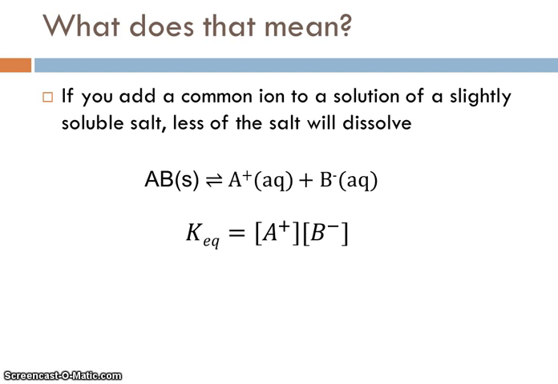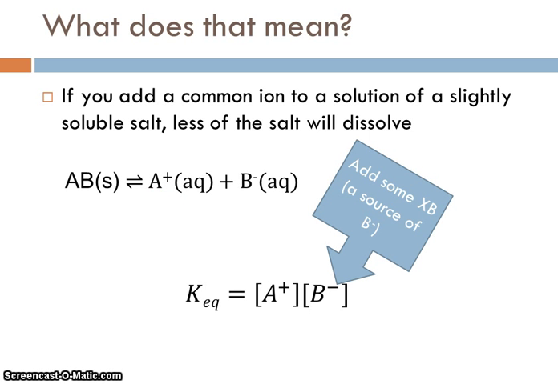If you add a common ion to a solution of a slightly soluble salt, you're going to get less of the salt to dissolve. So let's say we have some poorly soluble salt, AB. It dissociates to form A+ cations and B- anions. And we can write an equilibrium constant for this, right? The products over the reactants, but since the reactant's a solid, we can effectively eliminate that, or just ignore it.